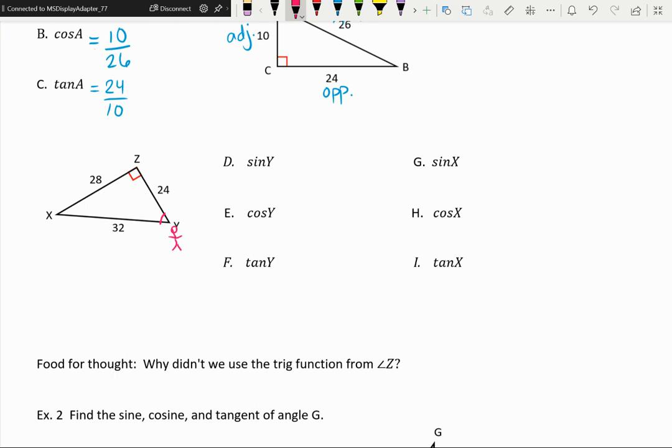Before I start doing my sine, cosine, and tangent, I'm going to name all of those sides. If we can't name the sides correctly, the rest is going to fall apart. So that's why we're taking baby steps. The hypotenuse. I recommend you always name the hypotenuse first. Across the 90-degree angle is the hypotenuse, so it's going to be 32.